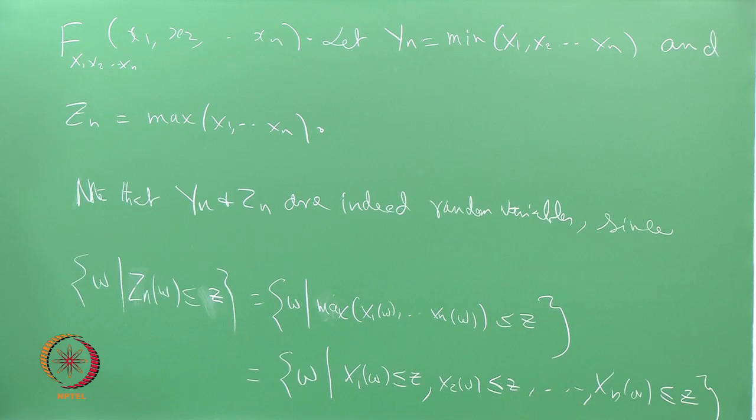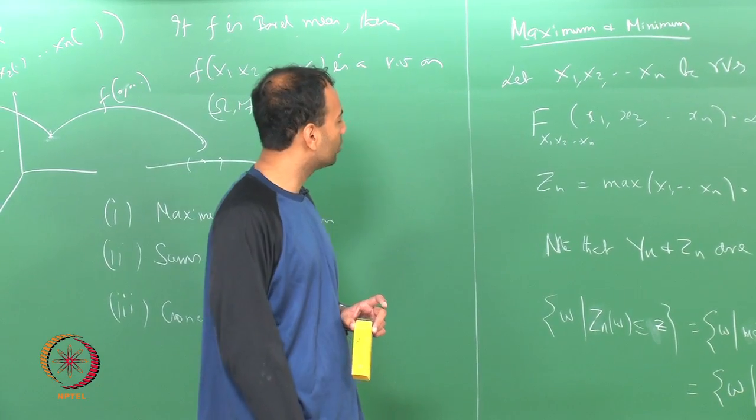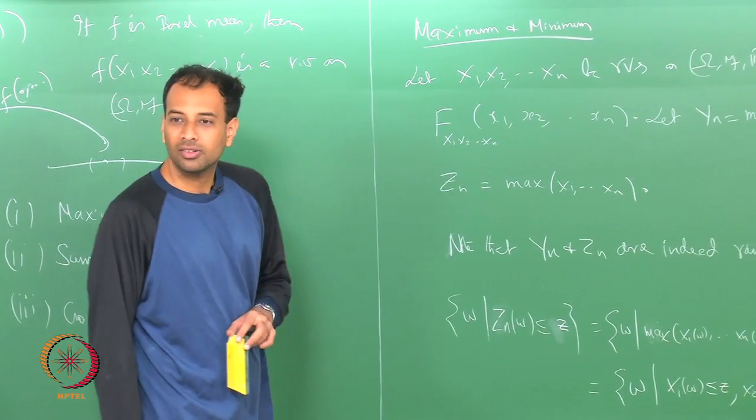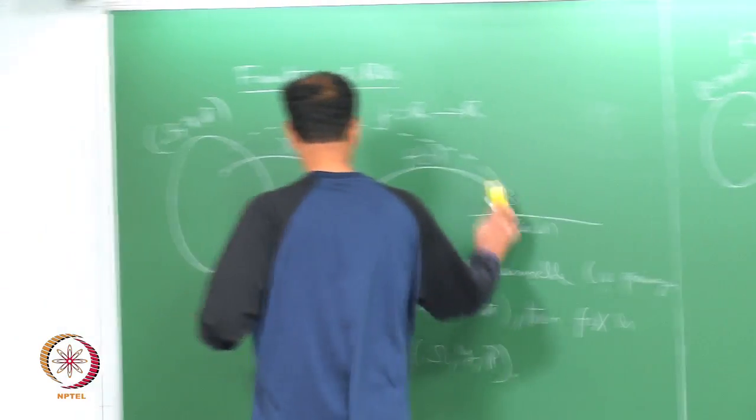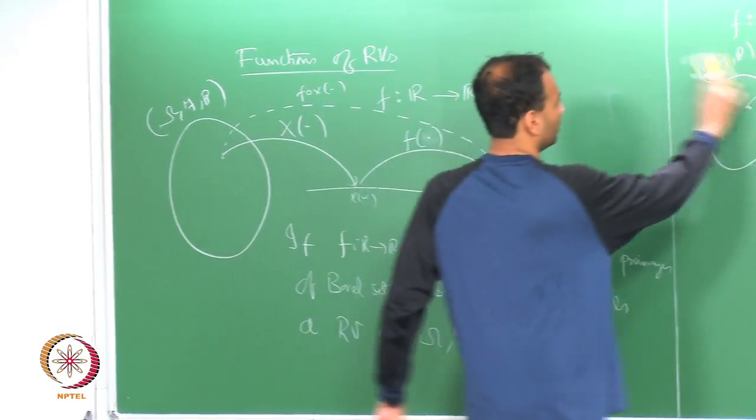Okay. Now, similarly, how will you show that Yn is a random variable? So, let us do this here. How do you show that?